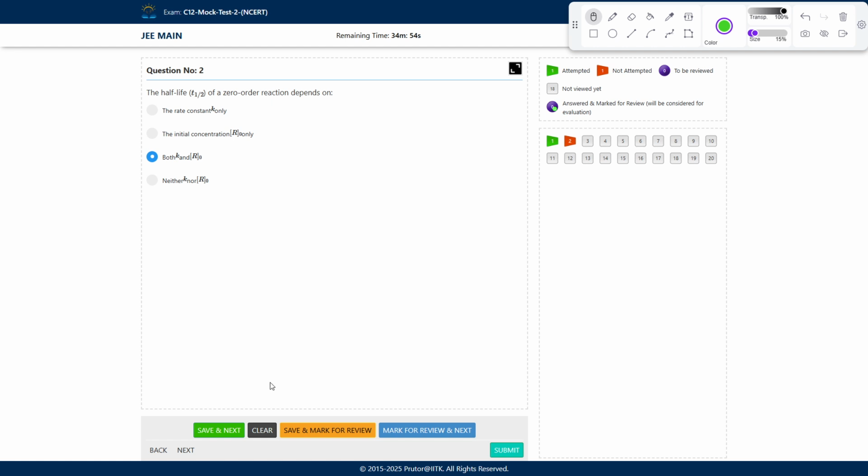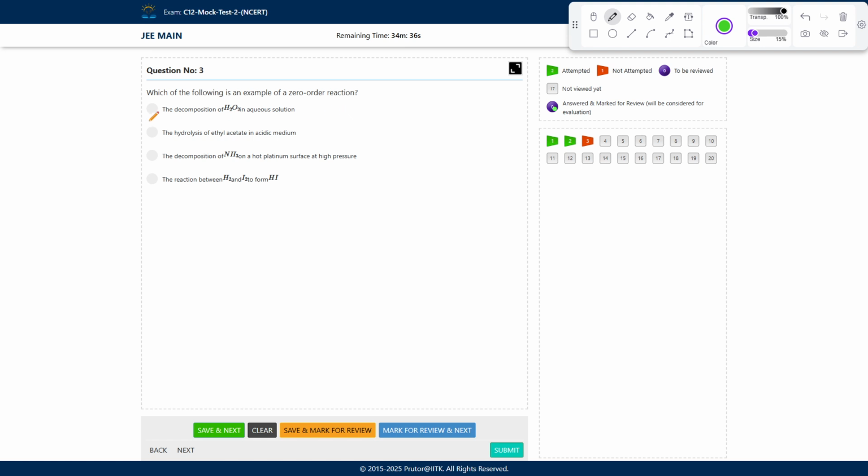So let's move to our next question. This question is: which of the following is an example of a zero order reaction? So you have to tell from the given options which is the example of a zero order reaction.